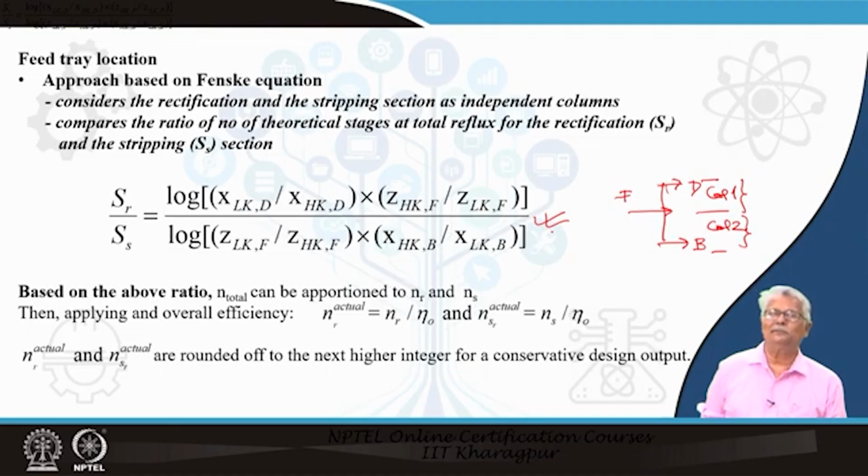So, what we do next is, based on this above ratio, we split N total, and after we have done that, we find out the number of rectification stages to be provided inside the column, divide it by the overall efficiency and round off. Exactly the same thing we do for the number of theoretical stages to be offered for the actual separation, when the actual separation has an overall efficiency of eta 0, and this is found by rounding off to the next higher value.